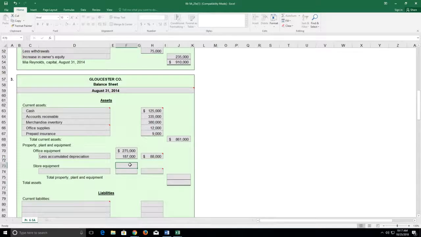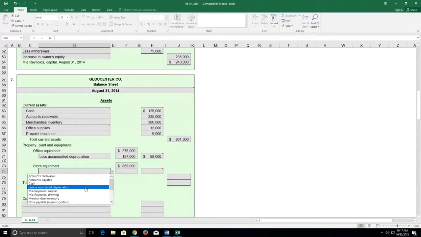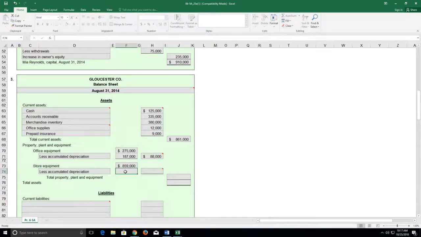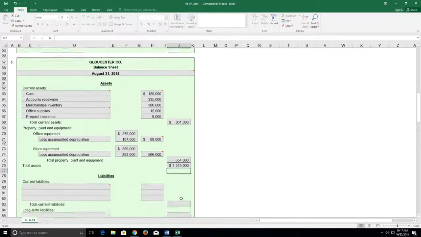Our store equipment was $859,000, less accumulated depreciation store equipment, $293,000. The difference between these two gives us the book value of our store equipment. So our total property, plant, and equipment is $654,000. Our total assets, adding together current assets and property, plant, and equipment, is $1,515,000.